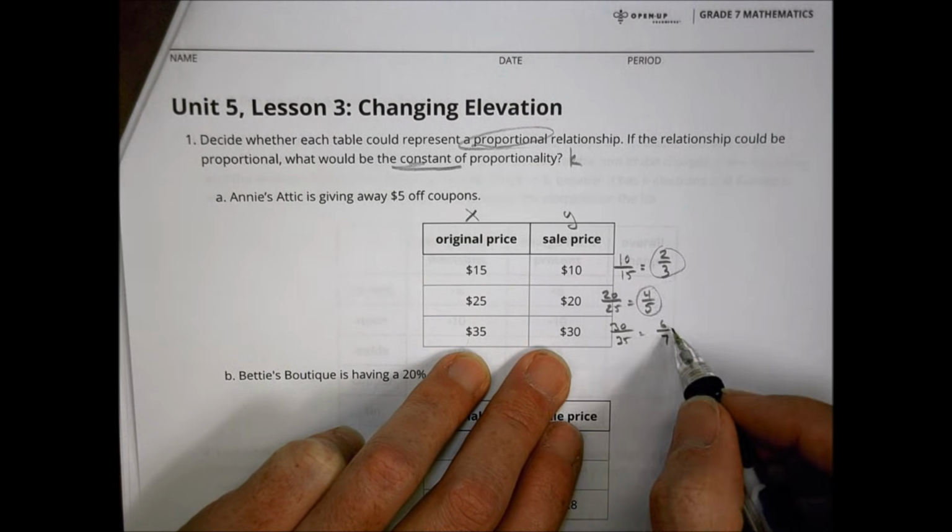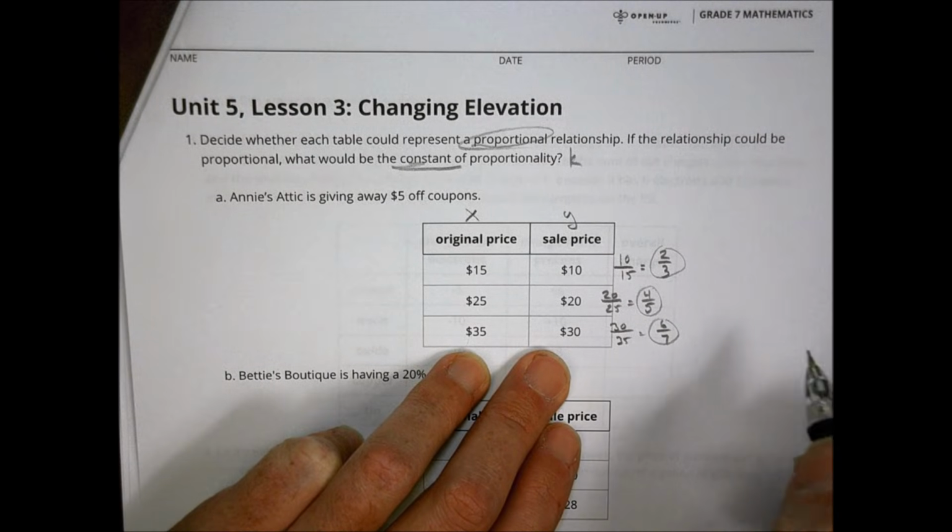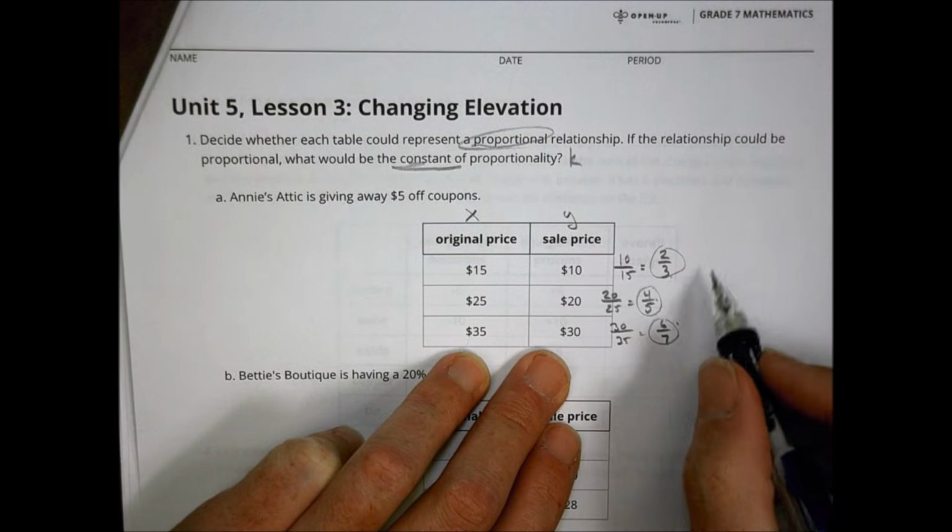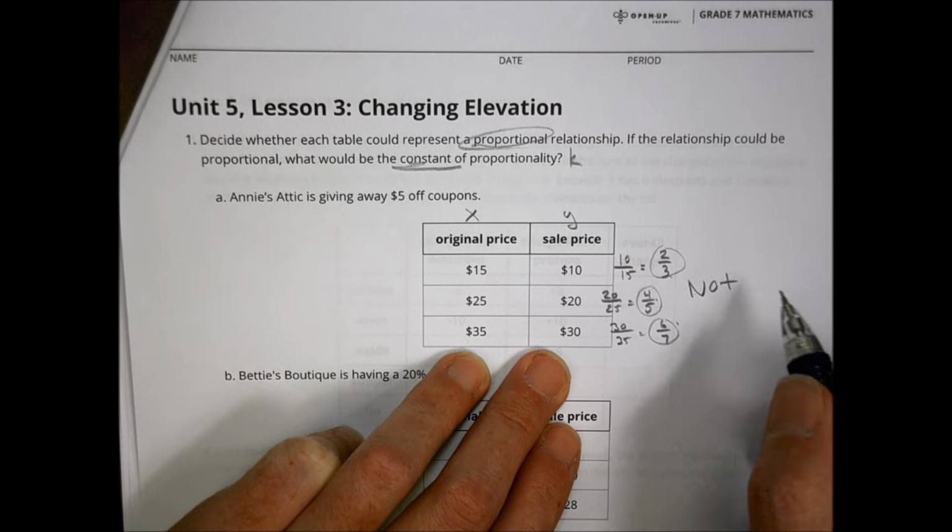Do we have a proportional relationship? If we did, these numbers would all be the same, so we're going to have to say for this one, this is not proportional.